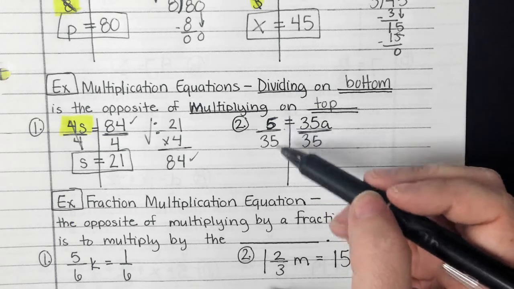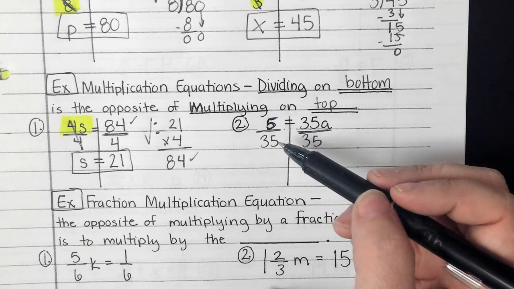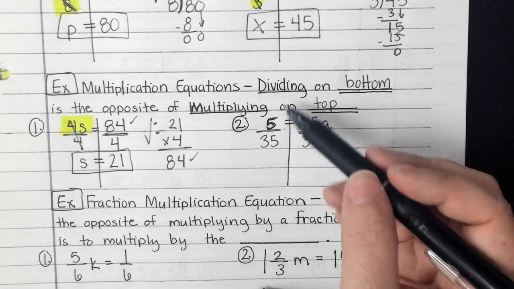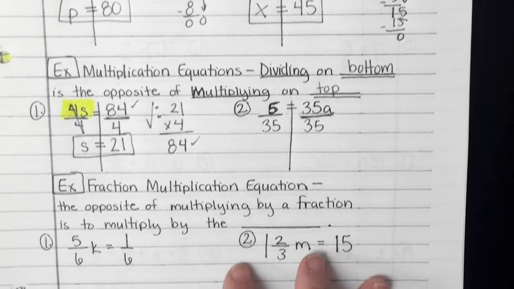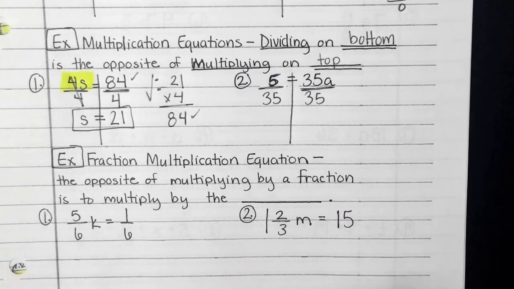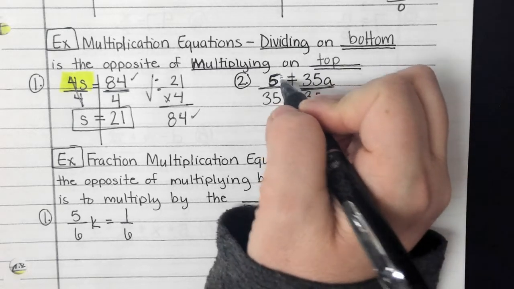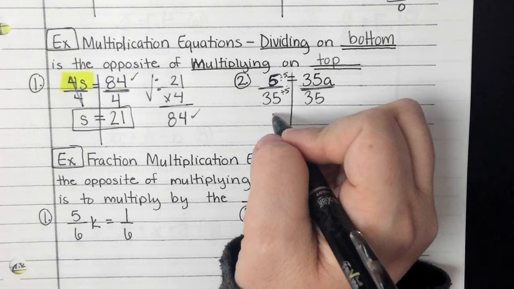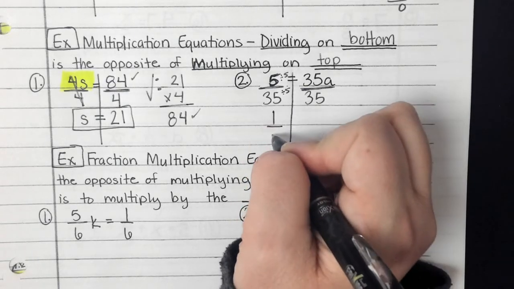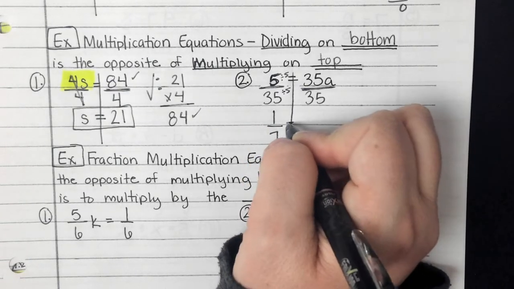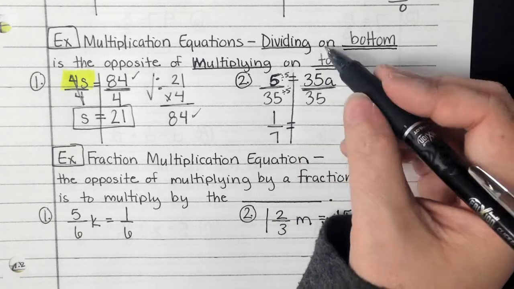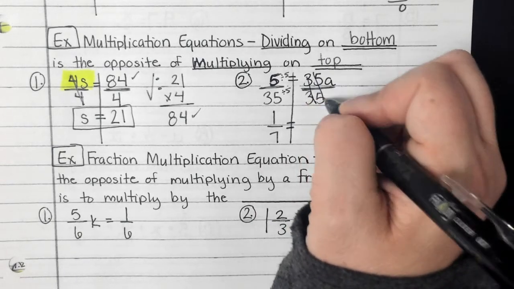There is one thing that you can do to it, though. What could I do to it? Thank you, Peyton, for raising your hand. We can simplify this fraction. Okay? So what number can go into 5 and into 35? Charlie? 5. 5 divided by 5 and 35 divided by 5. 5 divided by 5 is? 1. 35 divided by 5 is? 7. Equals, what's going to happen to my 35 and 35? Yeah, it's going to become just an A.